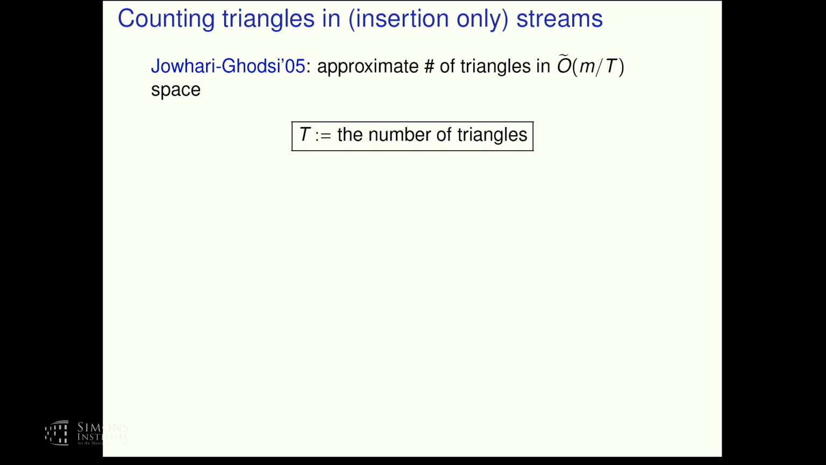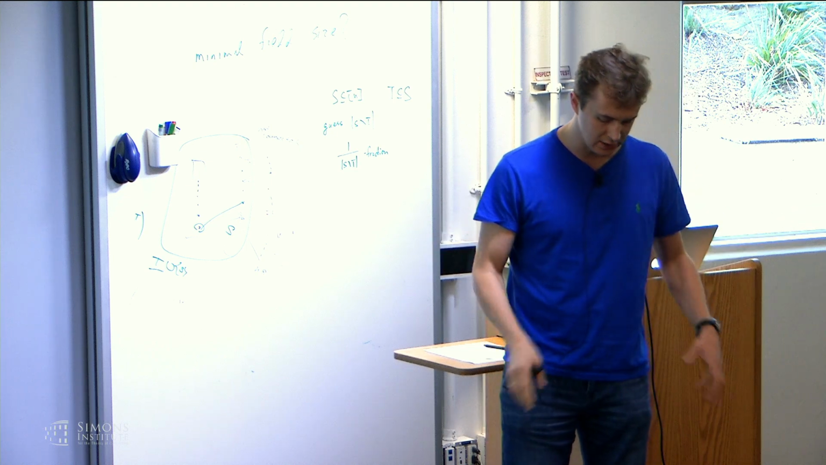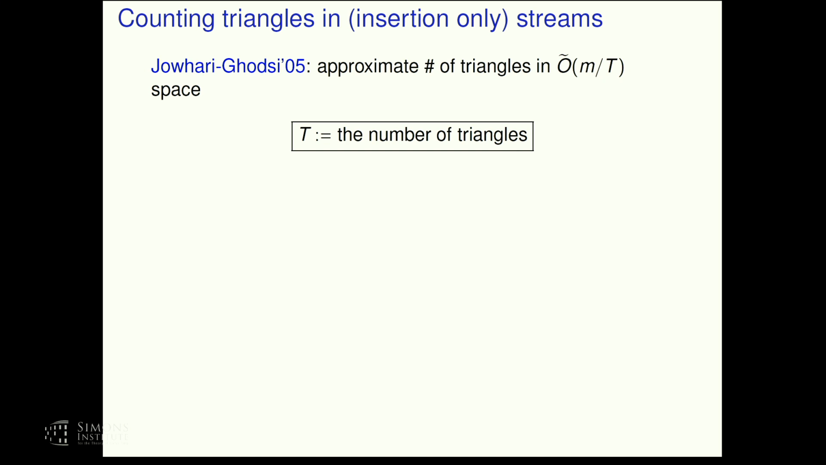All right, good. So just to set the stage, let me consider the following simple setting. Suppose that I have a stream of edges, and this is an insertion-only stream, and I want to approximate the number of triangles in the graph that is presented to me. Here's a very nice and simple algorithm of Jowhari and Ghodsi that approximates the number of triangles in order the number of edges divided by t space, assuming that the graph is bounded degree.